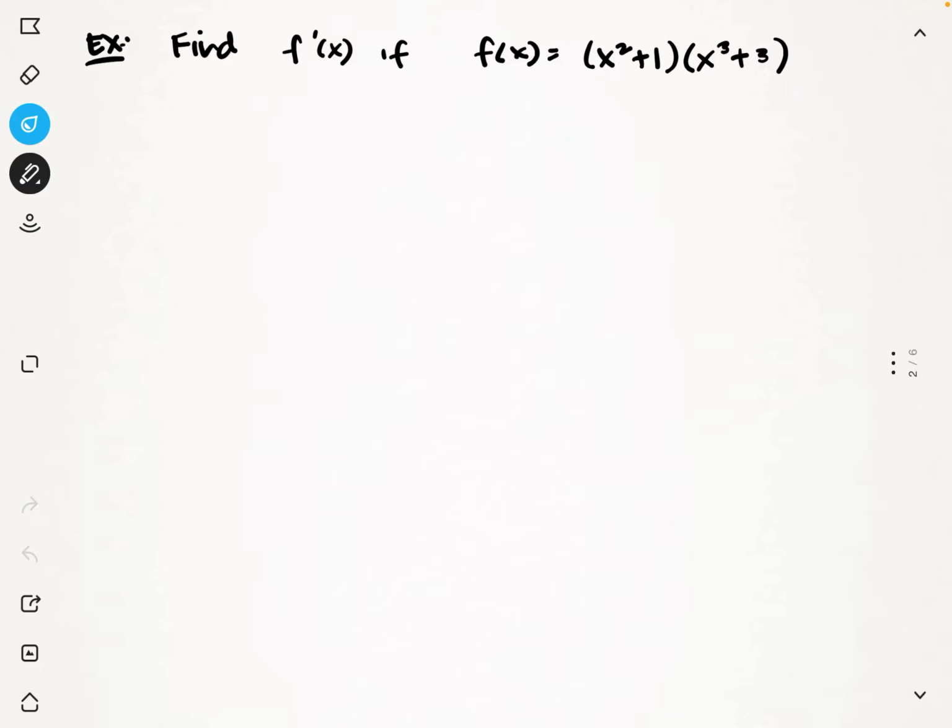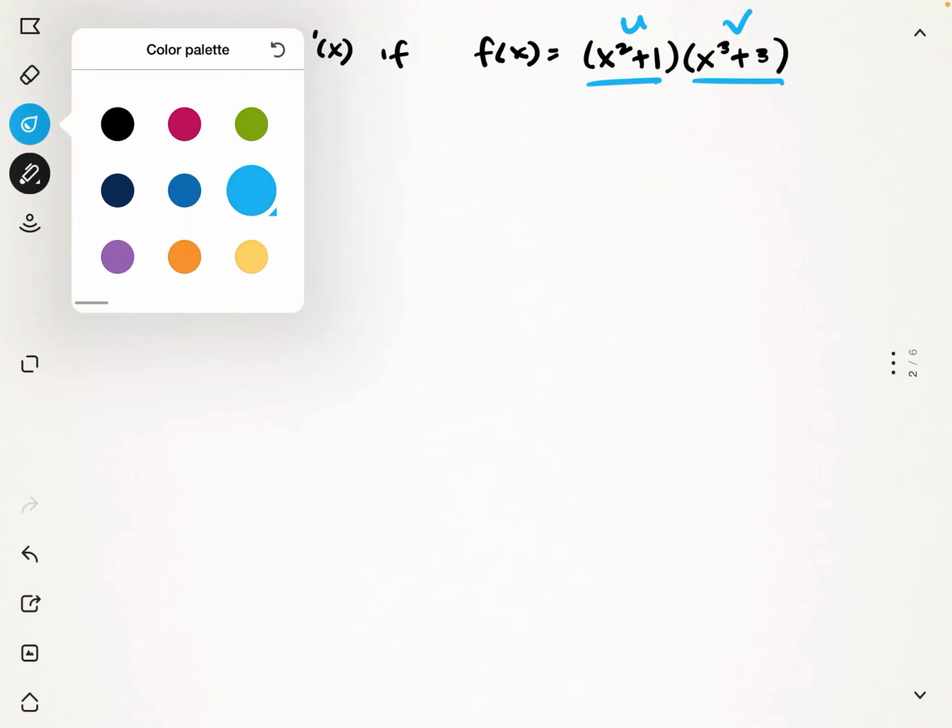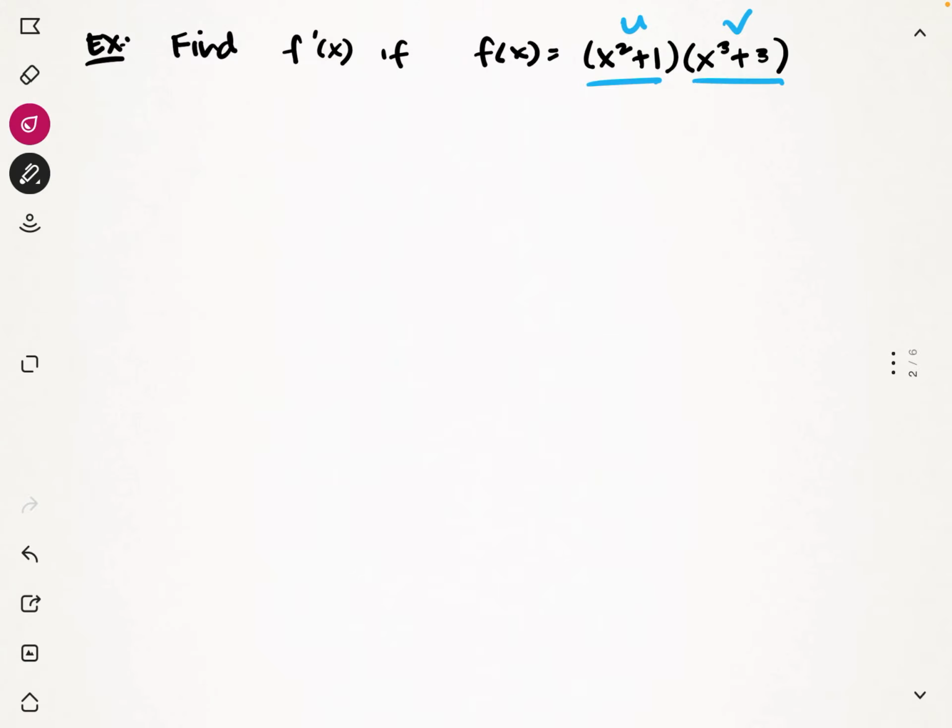It says find f prime of x, which is the derivative, if f of x equals x squared plus 1 times x cubed plus 3. So notice that we have this thing times this thing. This would be our u, this would be our v. So let's go ahead and apply our product rule here. We do have a product because we're multiplying the u and the v.